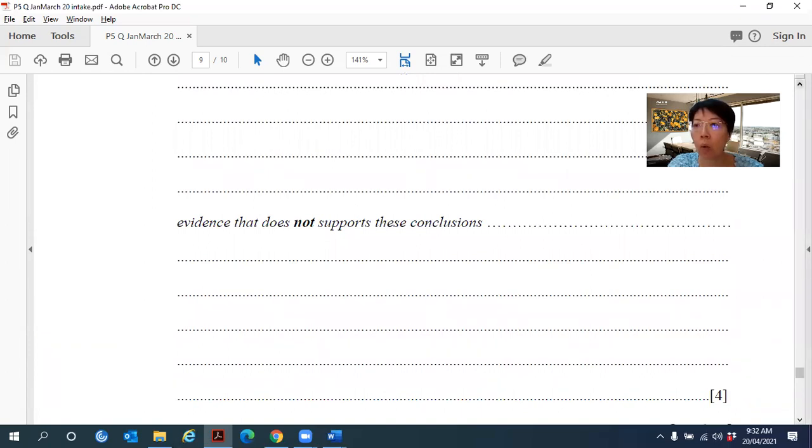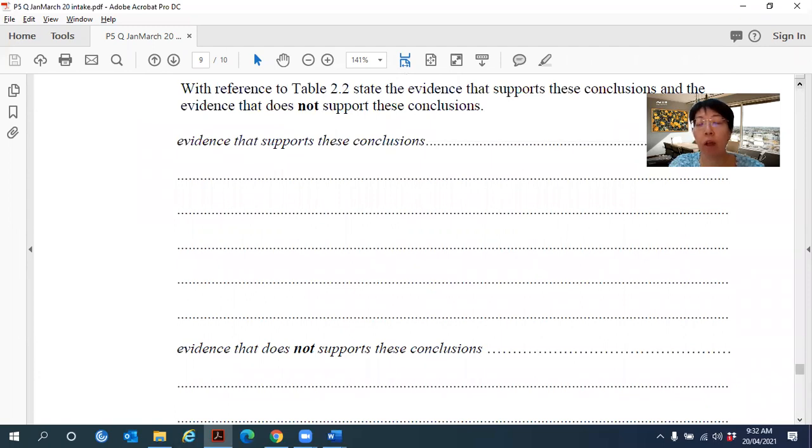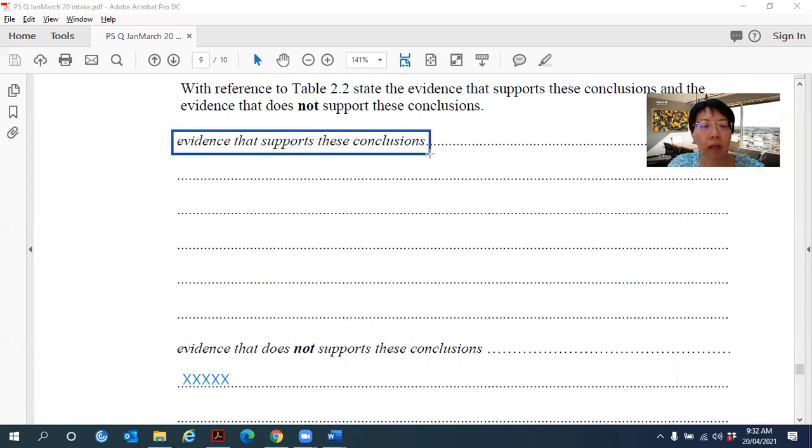So what happened is when I mark the answer, before I go into answering the question, I noticed that some students write something here, let's say X, X, X, X. Now, something that they write here is actually the correct point for evidence that supports this conclusion, but the student is writing in not the correct location. So even though the statement is correct, the statement here is not for the evidence that does not support. So therefore it's contradicting. So therefore I do not give mark.